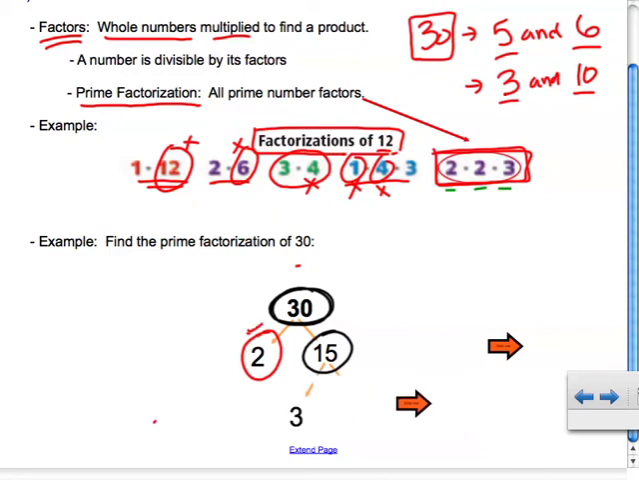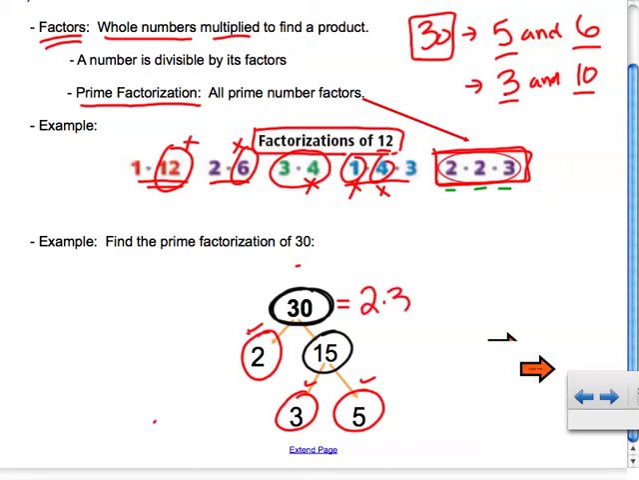But I do need to split up the 15. 15 splits up into 3 and 5. Those are all prime numbers, so the prime factorization of 30 is 2 times 3 times 5. And yes, we generally put them in order from littlest to biggest.